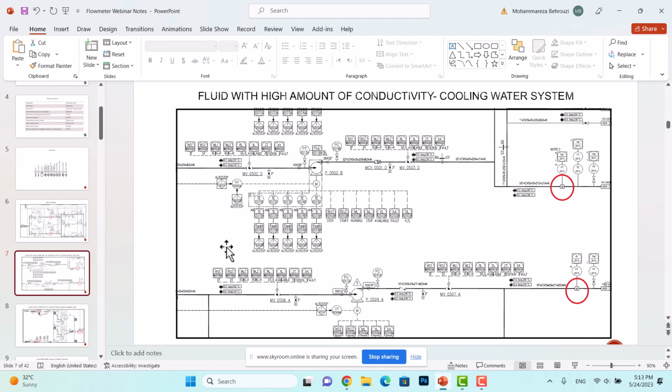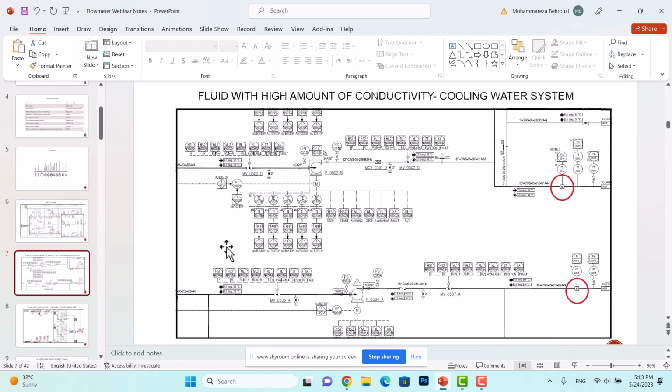Then I talked about magnetic flowmeters. I stated in that table that we use magnetic flowmeters for applications in which we are dealing with fluid with a high amount of conductivity. One typical example of this application is cooling water systems.